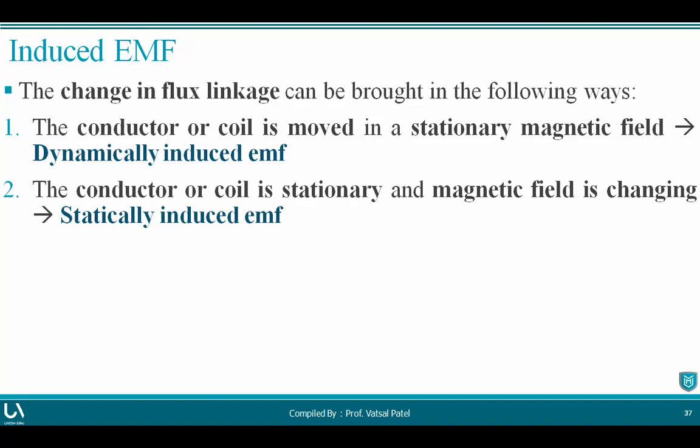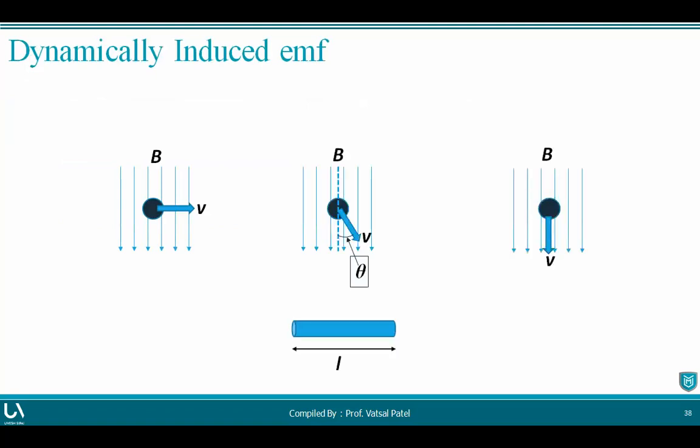The second one: the conductor or the coil is stationary and the magnetic field is changed, then we call it a statically induced EMF. So first of all, the dynamically induced EMF we derive with these three diagrams.